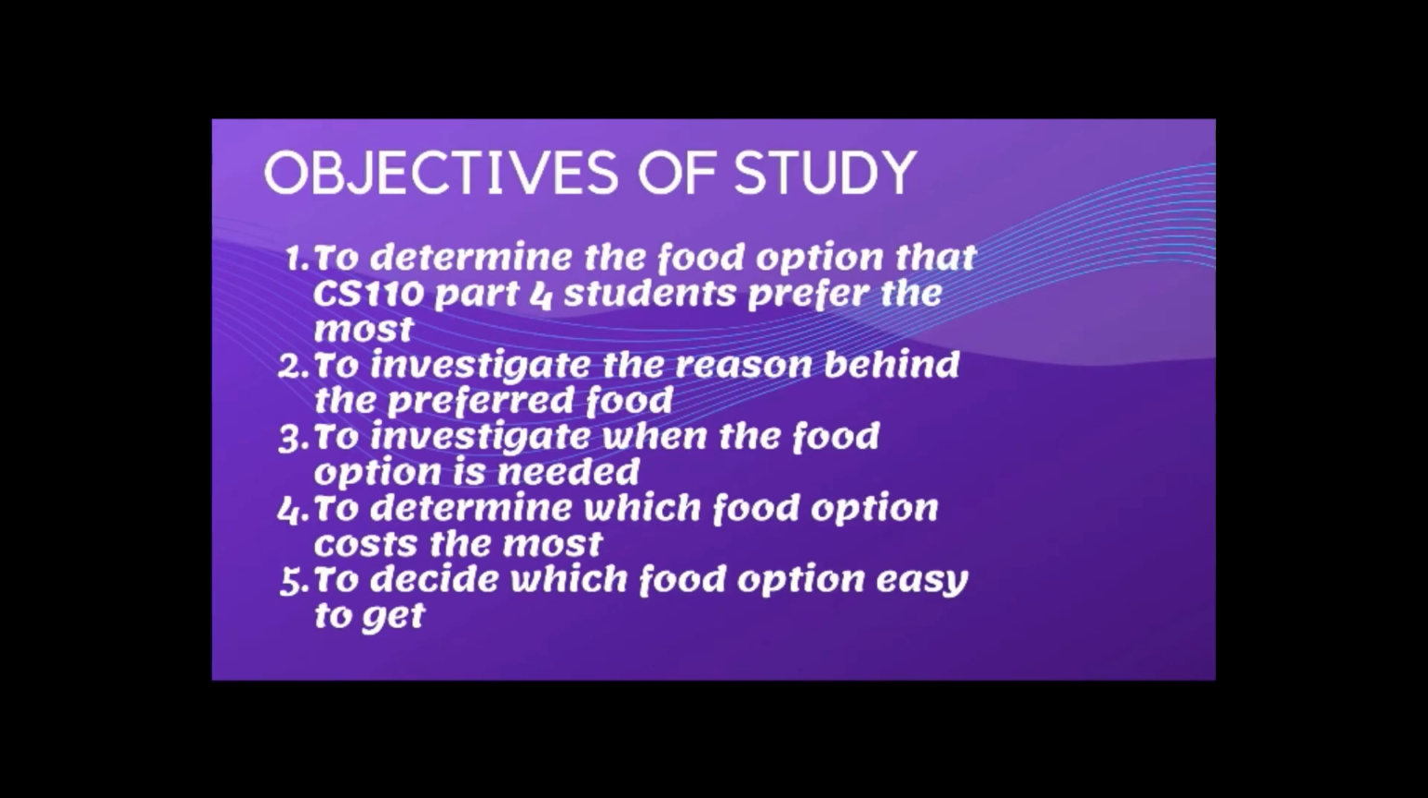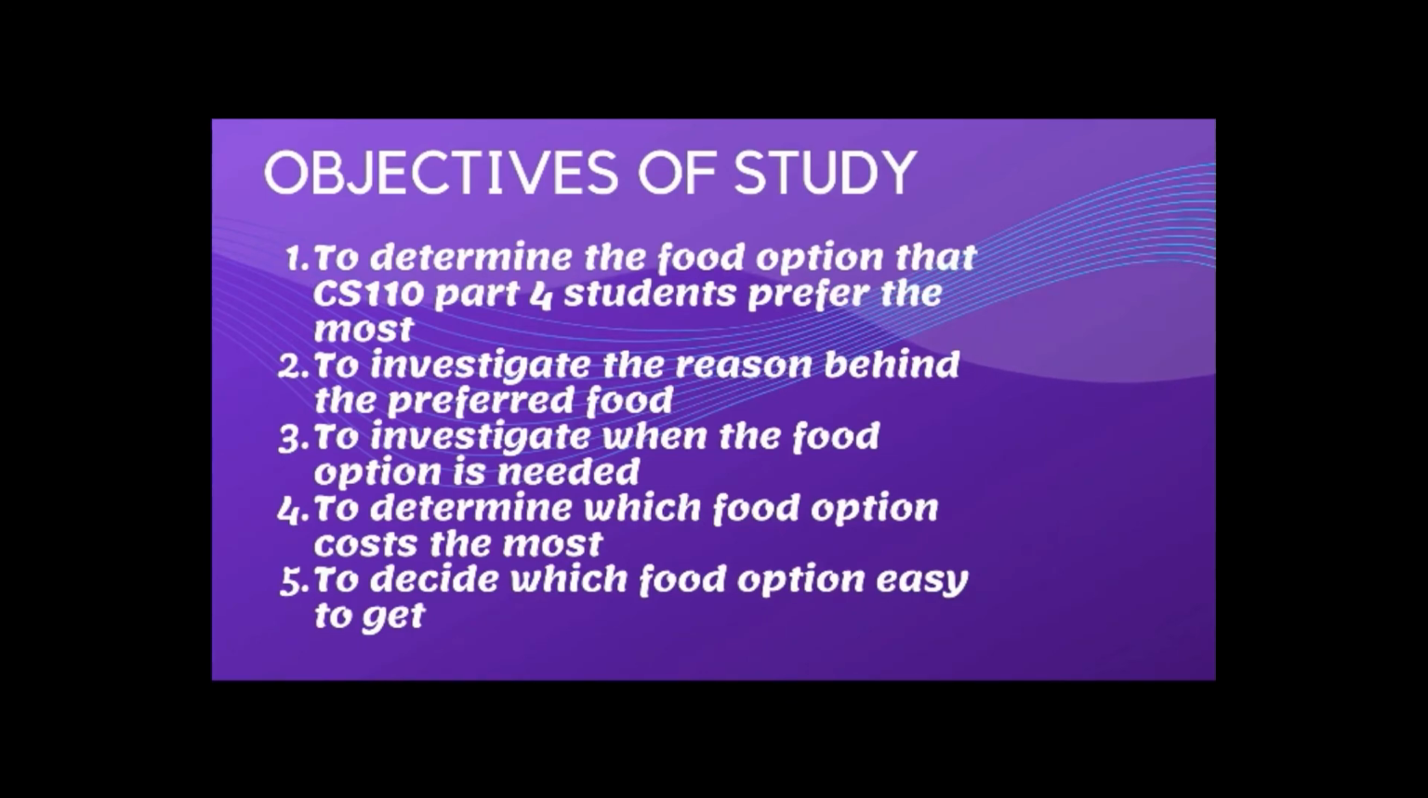The second objective of our study is to investigate the reason behind the preferred food. The reasons are like, is it healthier, enjoy mom's cooking, save time, or crave the restaurant's food, and others. The third objective of our study is to investigate when the food option is needed. This objective is to know which time was suitable, between sahur or iftar time, for meals that can be ordered or delivered.